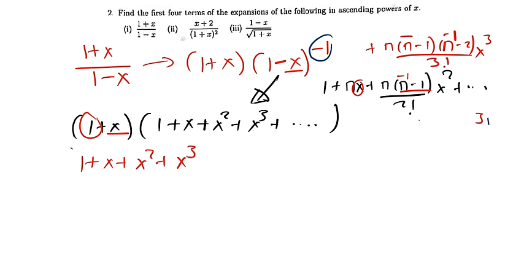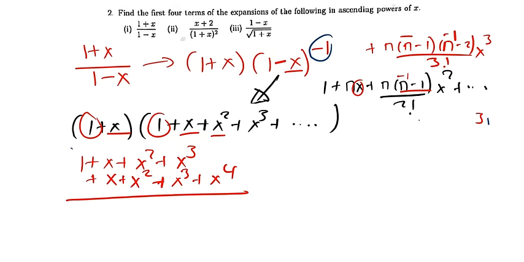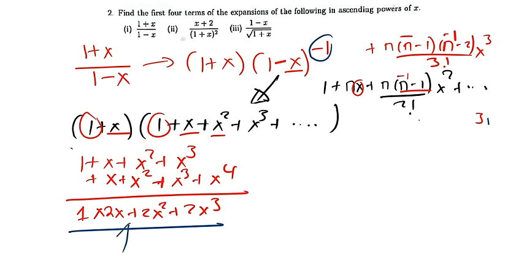When multiplied by x, that would be x, that would be x squared, that would be x to the power 3, that would be x to the power 4. So we're interested only in the first 3 terms, right? So we have 1 plus 2x plus 2x squared plus 2x to the power 3. These are the first 4 terms, and that's enough for expansion. So therefore, this is our final answer. Simple and straightforward. There's nothing more, nothing less.